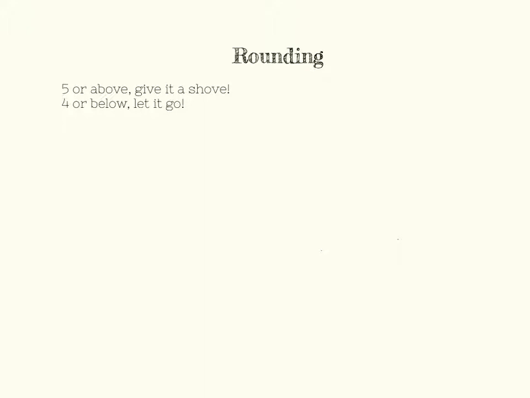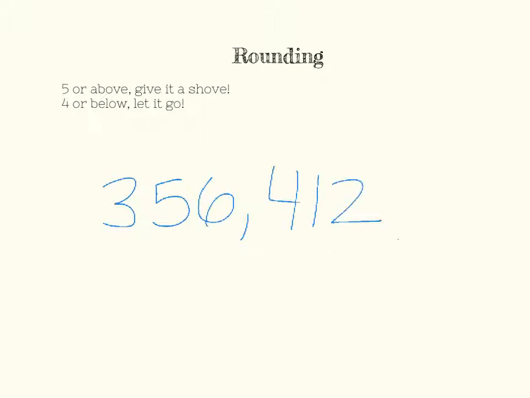Let's practice another. If I have the number 356,412, I want to round this number to the 10,000s place. I've underlined the place I'm rounding to. I'm going to circle that digit to the right, my bossy neighbor, and draw my arrow. Okay. 5 or above, if the bossy neighbor is 5 or above, I give it a shove. 4 or below, I let it go. The bossy neighbor is a 6.